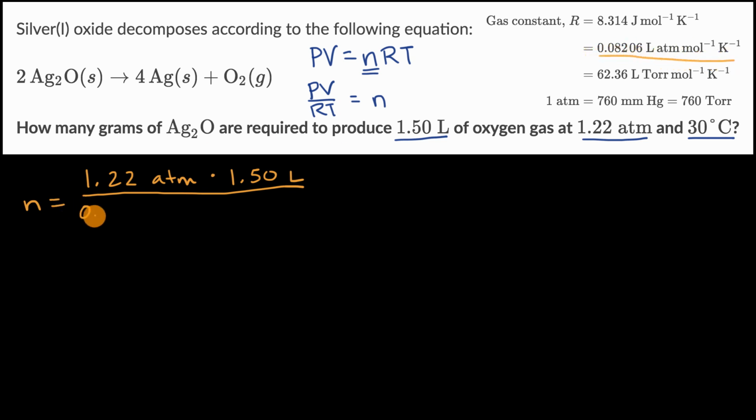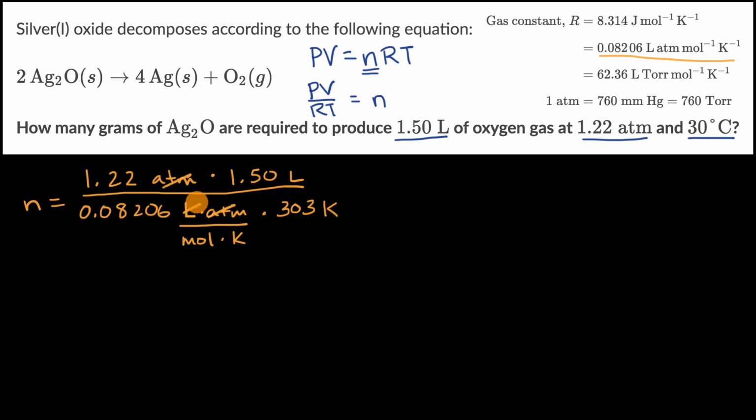So divided by 0.08206, I'll write the units here, liters atmospheres divided by moles, and also divided by Kelvin. So this is our ideal gas constant. And then we're going to multiply that times the temperature in Kelvin. Now they only gave us 2 significant figures here. They're only going to the ones place. So let's only go to the ones place when we convert to Kelvin. So let's just add 273 to this. So this is going to be times 303 Kelvin.